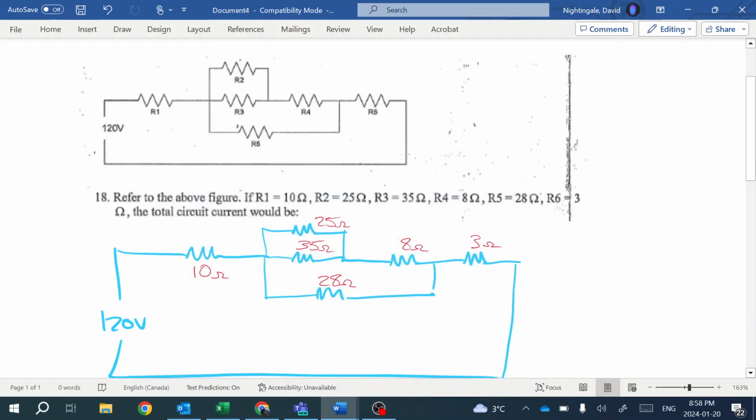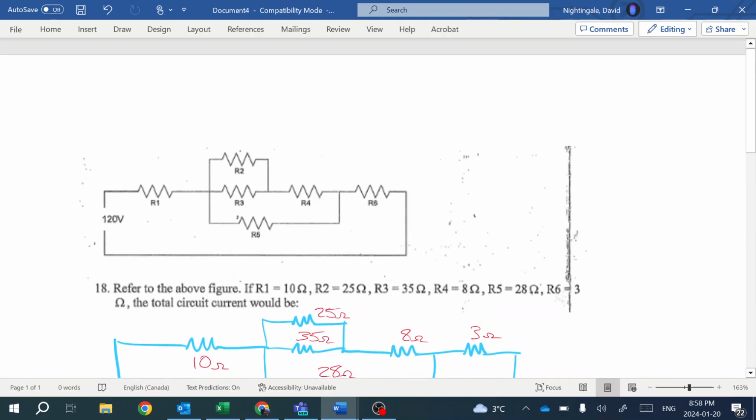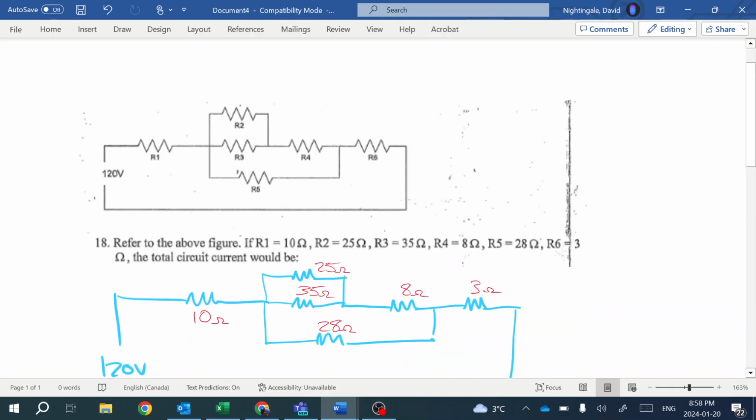Okay, we're gonna do this quick, well, I shouldn't say quick, it's a combination circuit here. This is a classic combination circuit. And we are gonna be solving for the total current in the circuit. So IT.